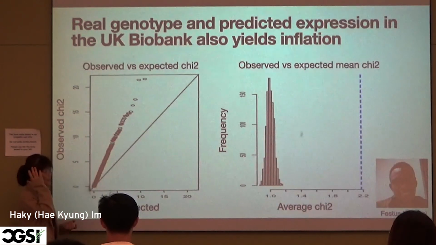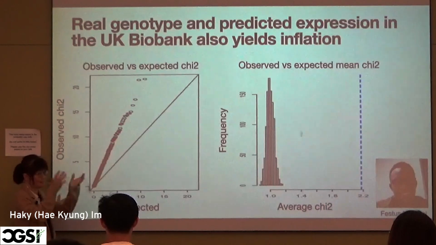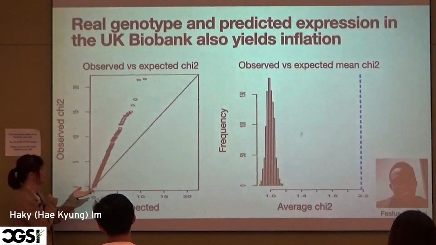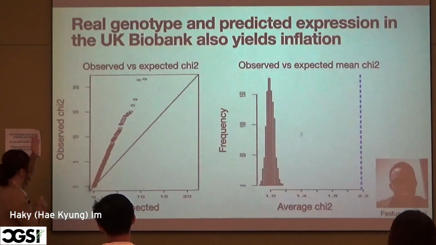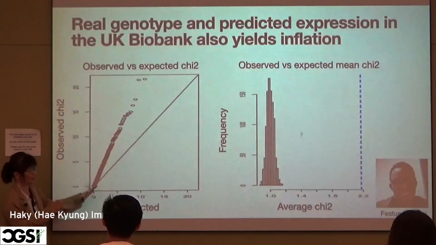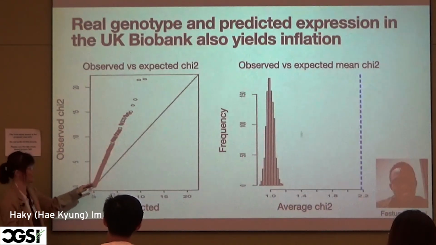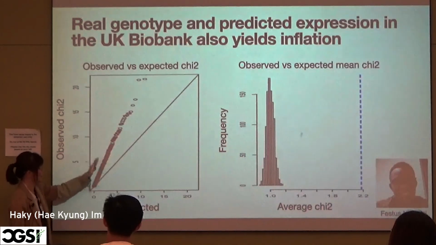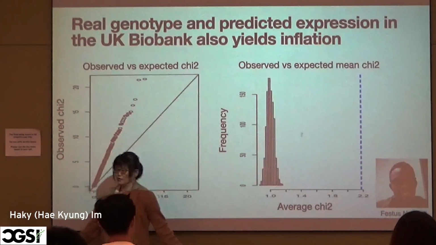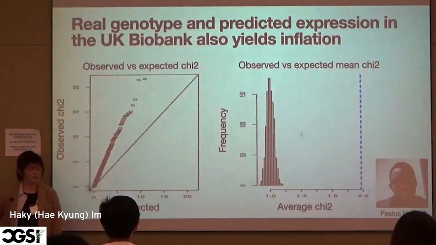If you take a polygenic trait that is random, because you just generate the weights at random, and you correlate it with predicted gene expression, and then you calculate this chi-square, right? The observed chi-square versus the expected chi-square under the normal assumption that there is no inflation, you get this thing. So the point is, you do see exactly the same thing when you use real data.